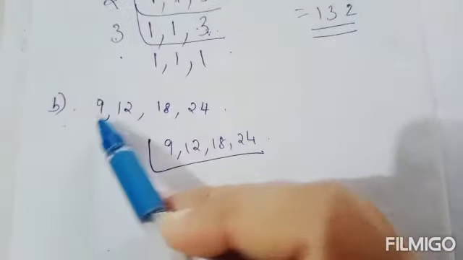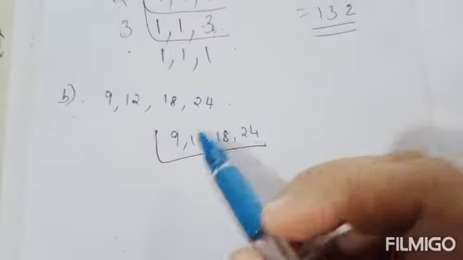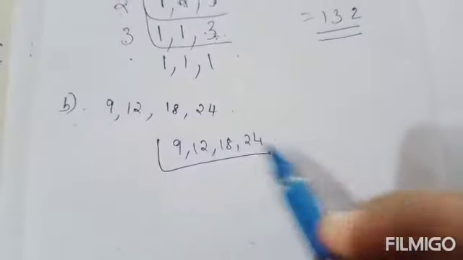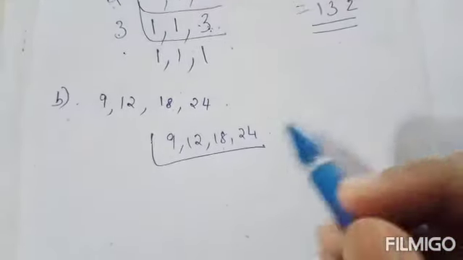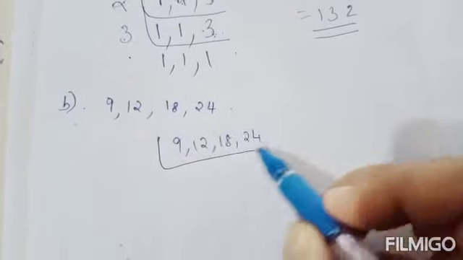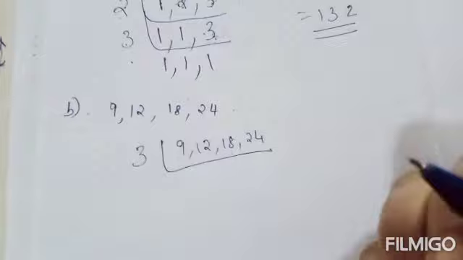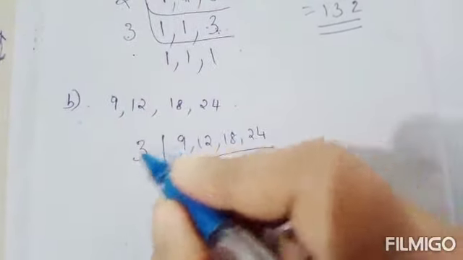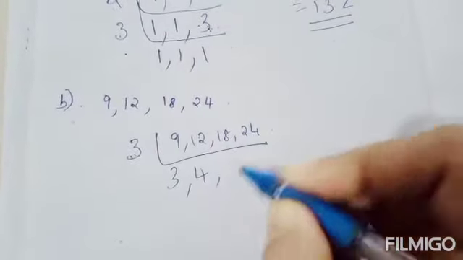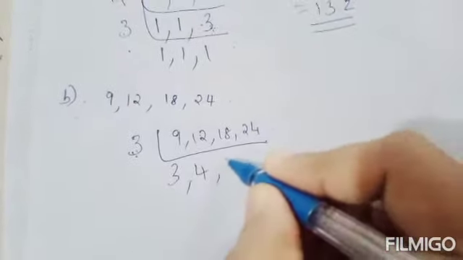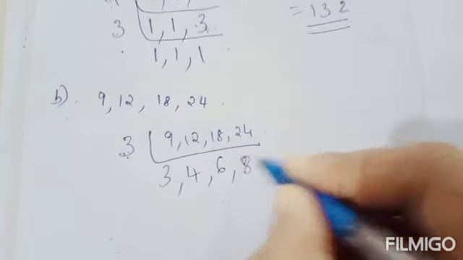Second one, 9, 12, 18, 24. So first do the prime factorization of 9, 12, 18 and 24 together. Here you can see one thing, all these numbers are divisible by 3. So you can divide it by 3. Okay, so 9 divided by 3, it is 3. 12 divided by 3, it is 4. 18 divided by 3, it is 6. 24 divided by 3, it is 8.